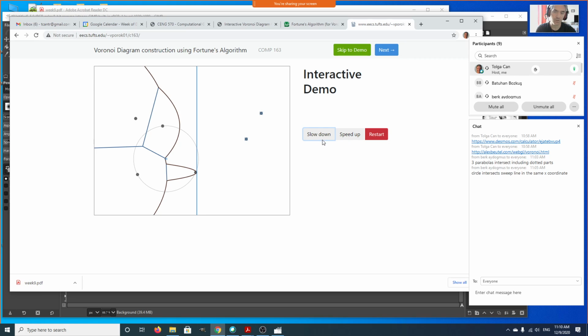Okay, the actual algorithm does not go continuously like this. We don't continuously sweep the plane with this line. This is just for visualization purposes. We actually jump from event to event discretely.